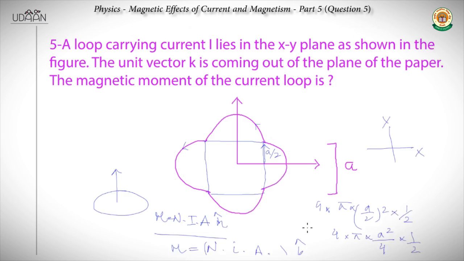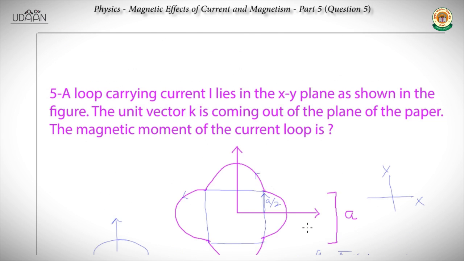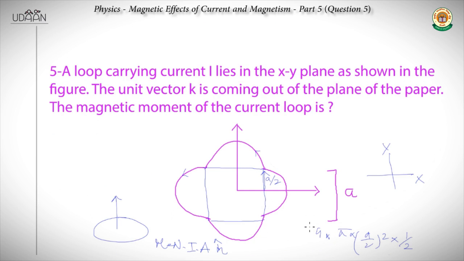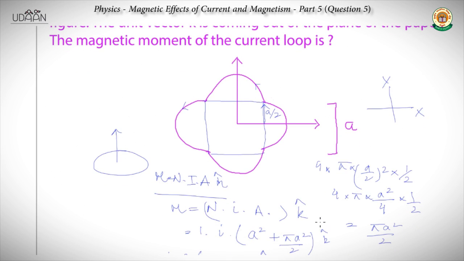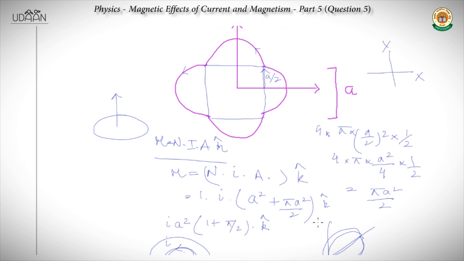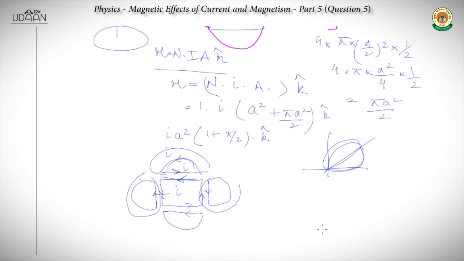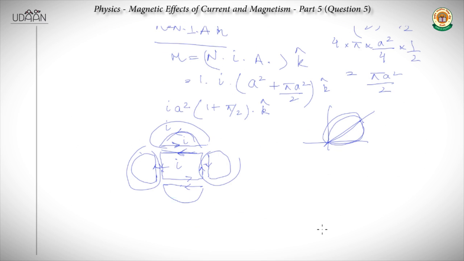So that was question number 5, where we are given a current carrying loop and we had to find the magnetic moment of the current loop. We apply the formula for the magnetic moment, which is n into I into A into n cap, and then we divide the whole figure into a square and 4 different semicircles. By calculating the area, we get the total area, which is a square plus pi a square by 2, in the direction of the k cap vector, and we finally get the answer, which is I a square into 1 plus pi by 2 into k cap. So that's question number 5.